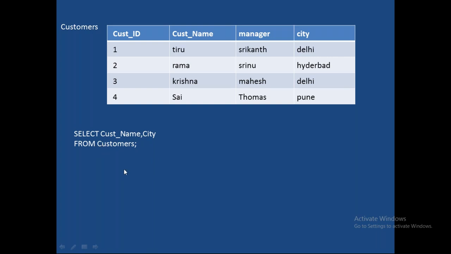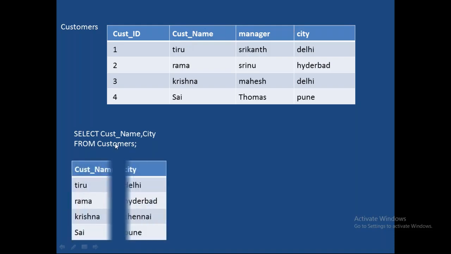First thing I will tell you, remember, from this customer table. This customer table is having all this data. In all this data, I want to select only two columns: customer name and city, meaning the customer names and where they are from. You can see Thiru from Delhi, Rama from Hyderabad, Krishna from Delhi, Sai from Pune. You will have a customer name and a city. Only that information I'm selecting. Something like that I will get.